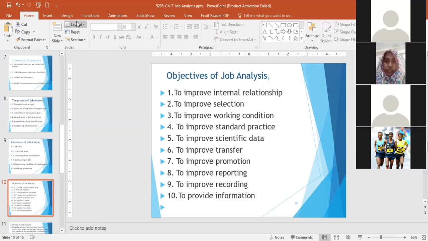So if the objective of job analysis is to provide the information about the employee.